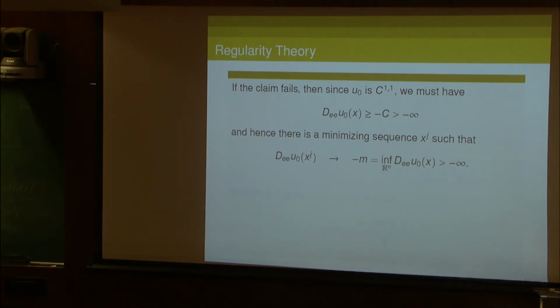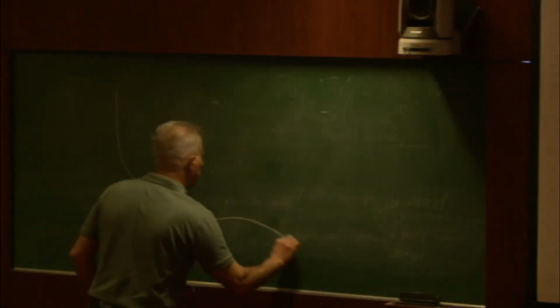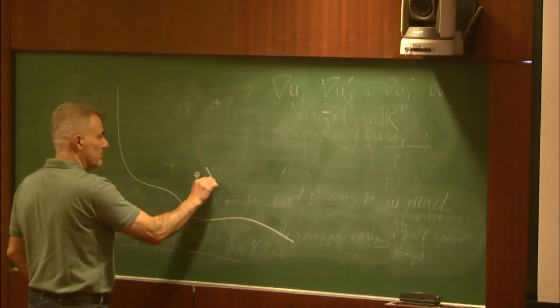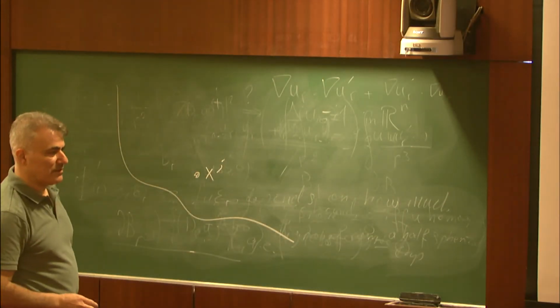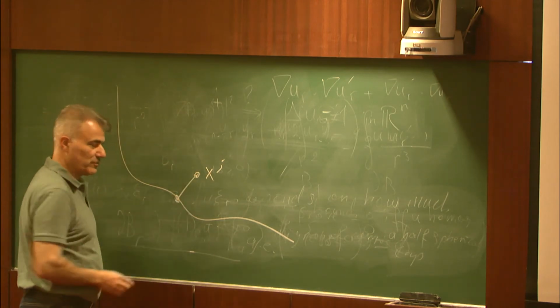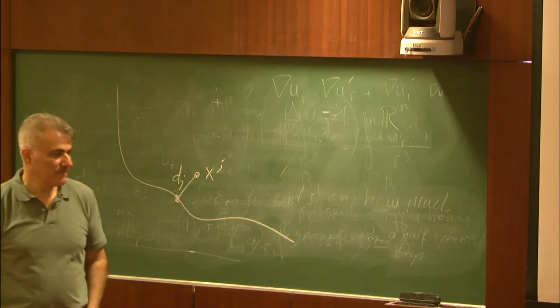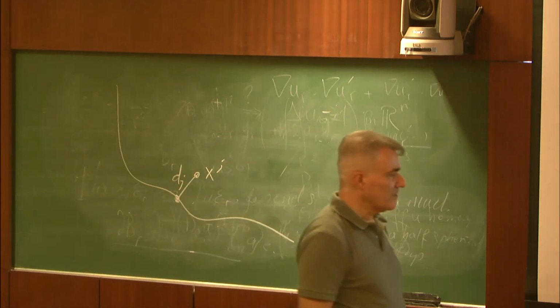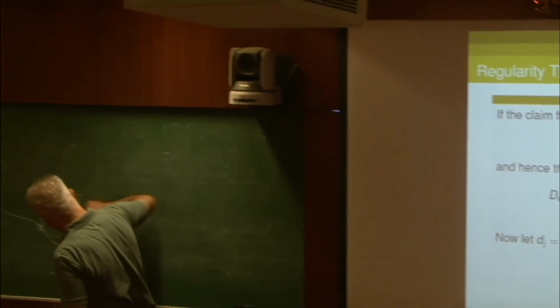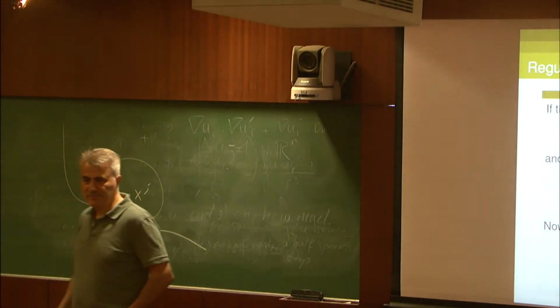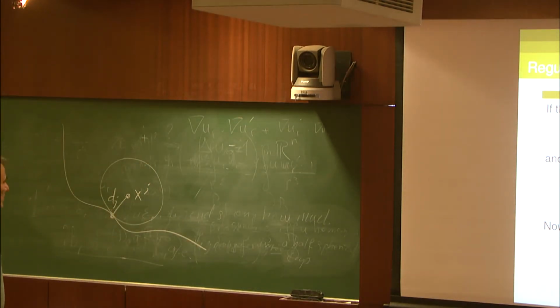So I need pictures now. Here, what happens is that I take xj, and then I take the distance to the boundary. That's dj. So I will take the ball of radius dj, centered here, and scale it. Here u is positive.